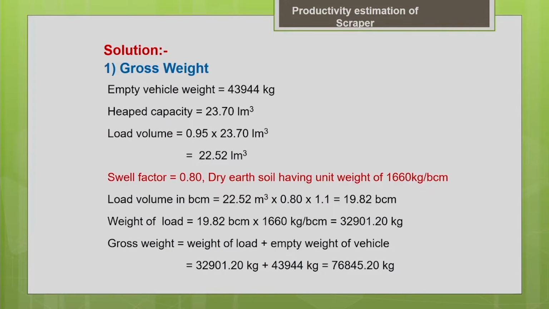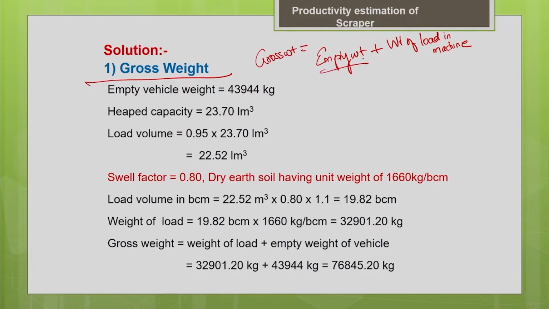So, the first thing you have to estimate is your gross weight of the machine. So, your gross weight of the machine is nothing but your empty weight plus the weight of the load in the machine. Weight of the load in the scraper bowl. Okay. So, this is your gross weight. The empty weight is given by the manufacturer. Now, I need to find what is the weight of the load in the machine, but I know what is the volume of your heaped capacity of your scraper.